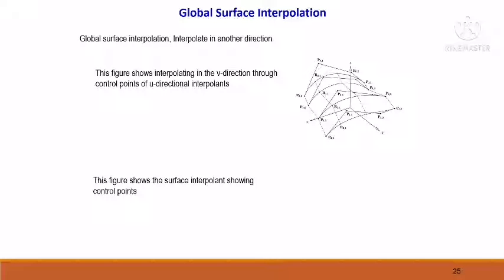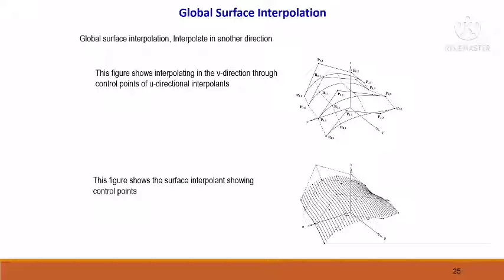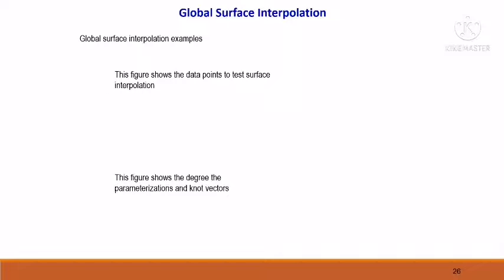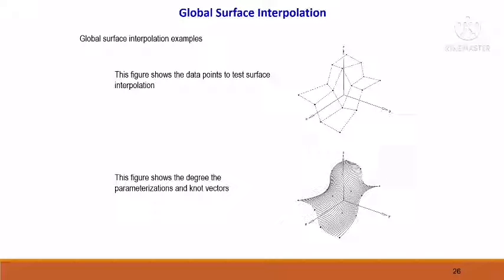This figure shows interpolating in the v direction through control points of the u directional interpolants, and this figure shows the surface interpolant showing control points. This figure shows the data points of the test surface interpolation, and this figure shows the degree of parameterization in the knot. And derivative constraints can also be incorporated in global surface interpolation.